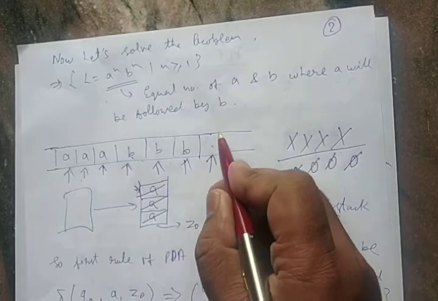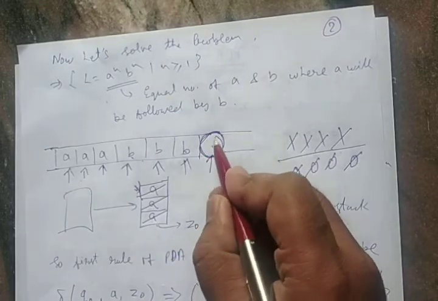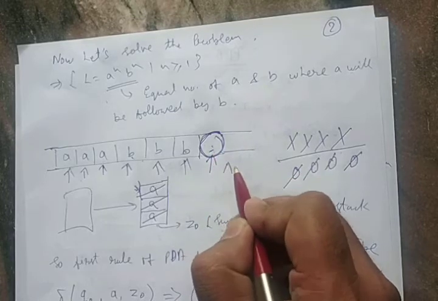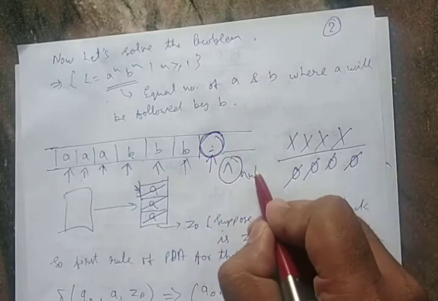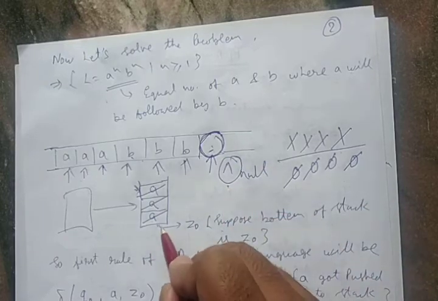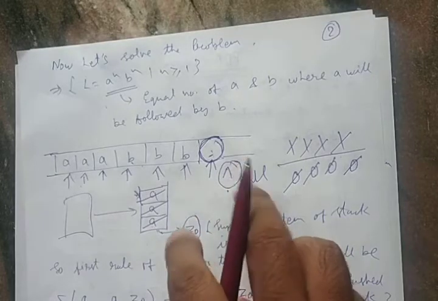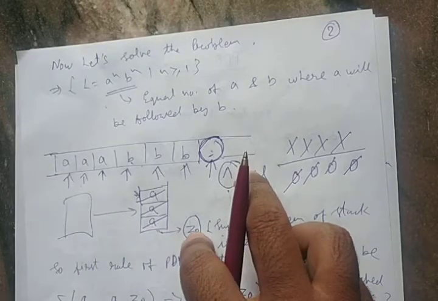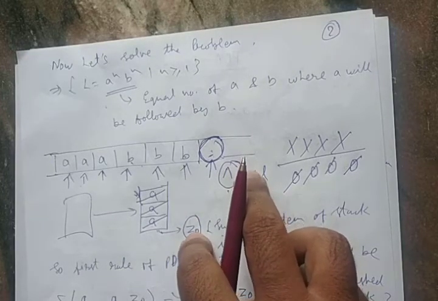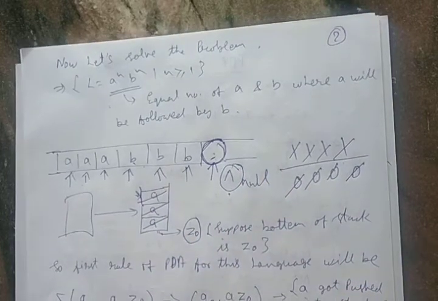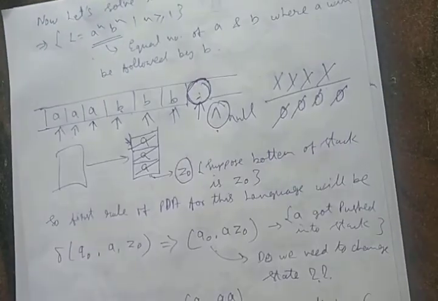Now at the end, if all b's are over, it means there is nothing left, which we represent by null. At that point of time, if my stack is representing null, which is the empty stack, which we had given one tuple, that is z0, then if this condition is met, the number of a's is equal to the number of b's. Now let's try to design the rules for it.